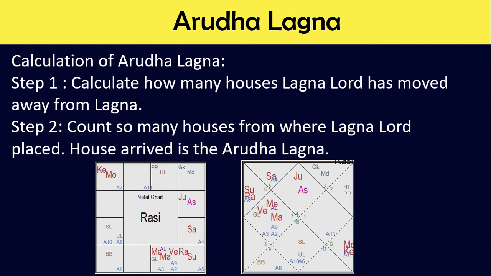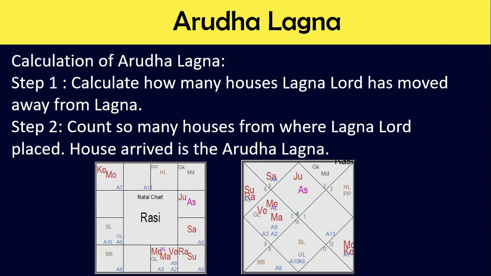Now Arudha Lagna. To calculate the Arudha Lagna, first calculate how many houses the Lagna Lord has moved away from Lagna. In this example chart, Lagna is Cancer. So Lagna Lord is Moon. From Lagna, Moon is placed in the 9th house.